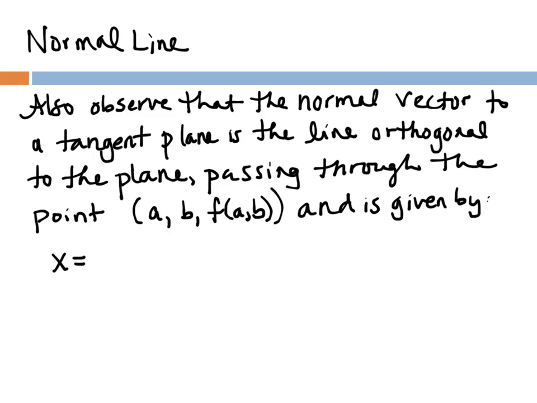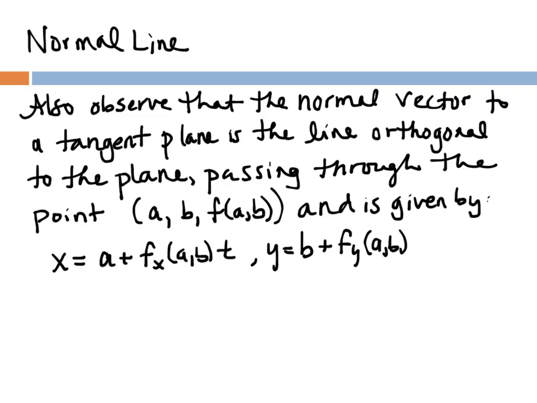x equals A plus f sub x of AB times t, y equals B plus f sub y of AB times t, and z equals f of AB minus t.